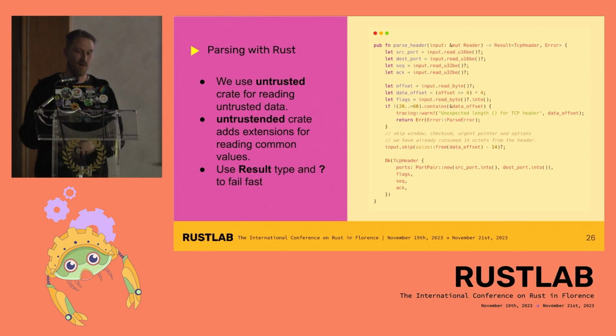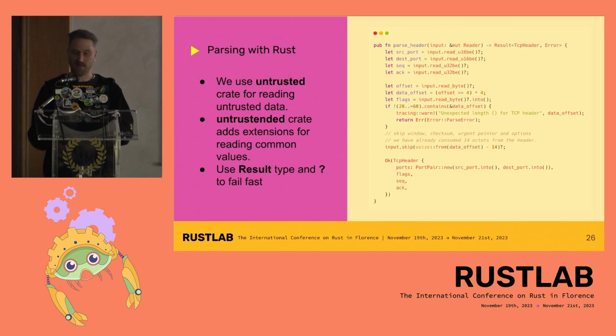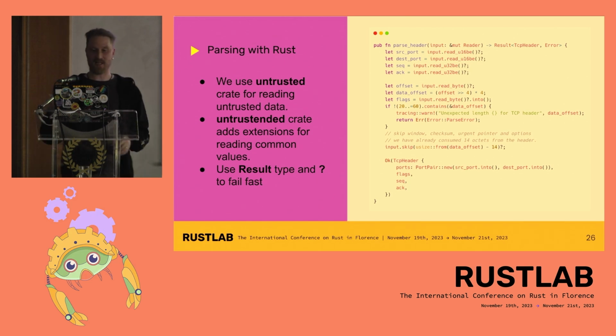Then there is an extension crate for untrusted, because untrusted provides only a way to read 1 byte or multiple bytes, and that's it. The extension crate extends untrusted with the capability of reading different commonly used data types from the buffer, like I want to read an unsigned 32-bit integer in big endian, and there is a method for that. Once again, it returns a result indicating whether or not it was able to read those 4 bytes, whether or not they were okay. And there is a method for reading IP addresses and stuff like that you usually need when you are parsing packets.